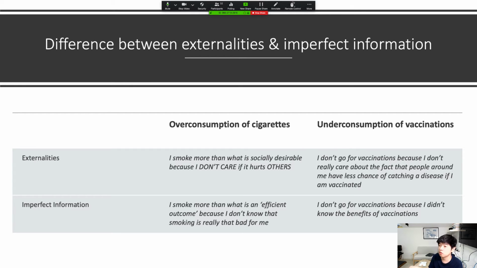Because there's no such information available, people suffer from imperfect information. So they don't make decisions based on what is actual, but on what they presently know, which is inadequate and insufficient. So they smoke more than what is efficient because they don't really know the repercussions associated with smoking to a very large extent.